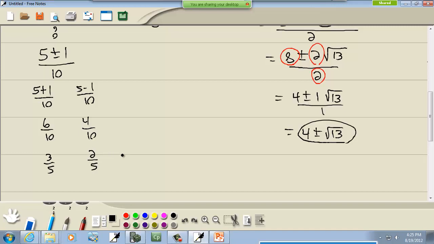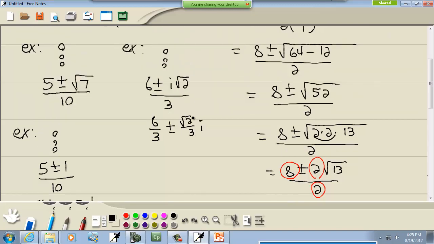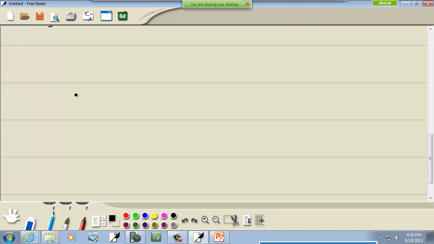So you may find it beneficial to split them apart if you don't have any radicals left at all. Now, if you have a radical left in there, you're probably not going to find it beneficial to split apart. Like this first example we did, 5 plus or minus square root of 7 over 10. You accomplished nothing by breaking it apart. And that's the quadratic formula.